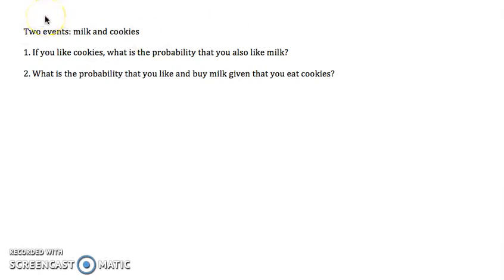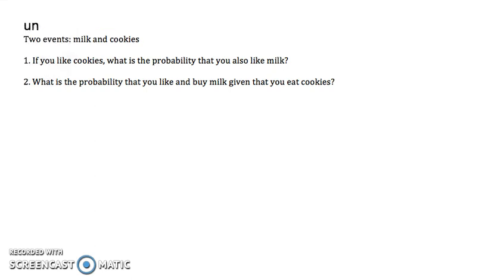Hi everyone, this is a demo on two types of probabilities. Actually, I make it three types. Union, joint, and conditional.